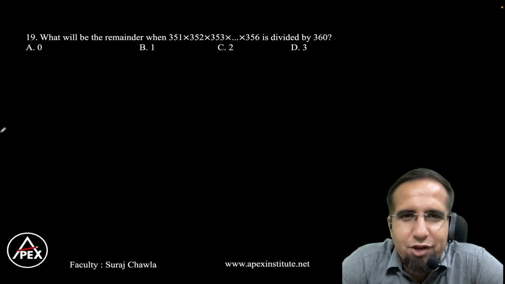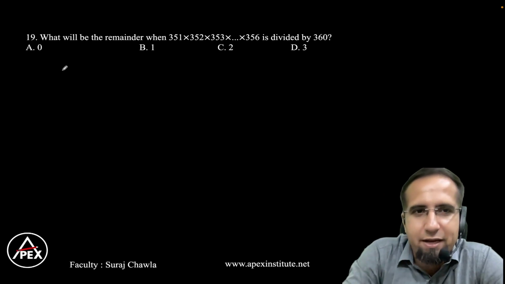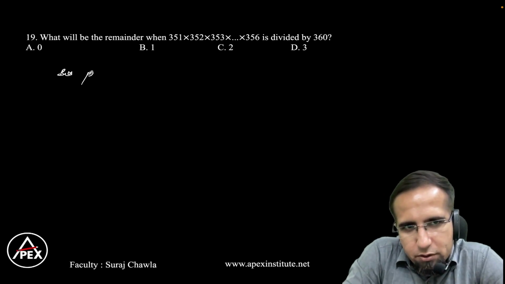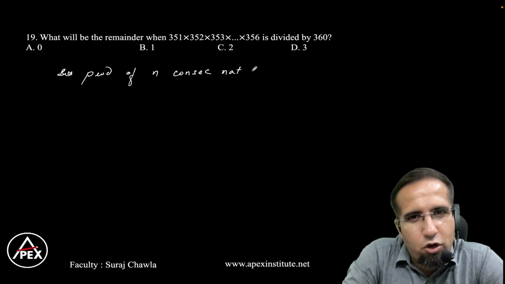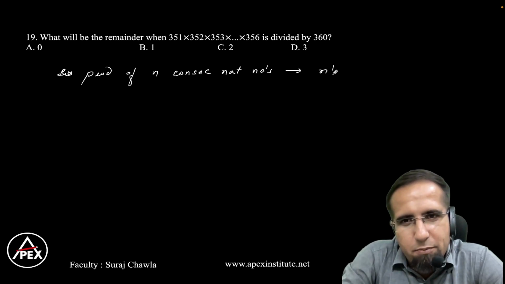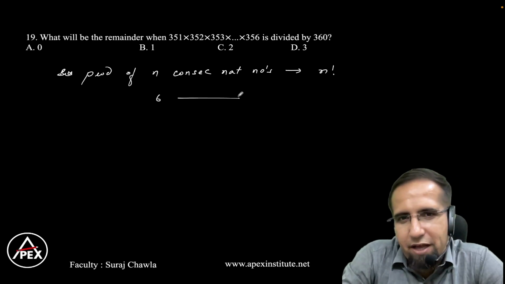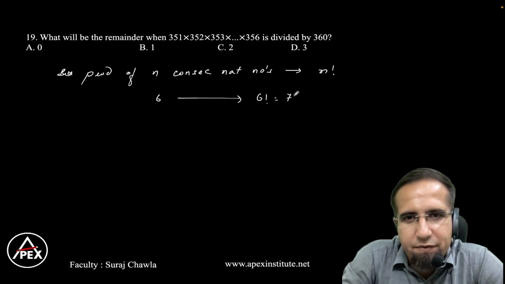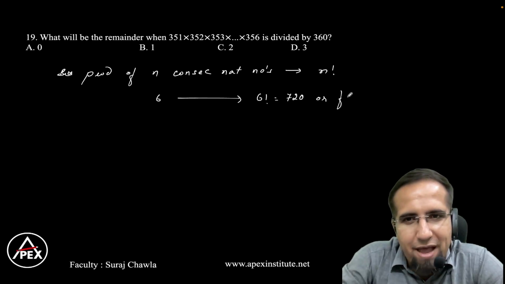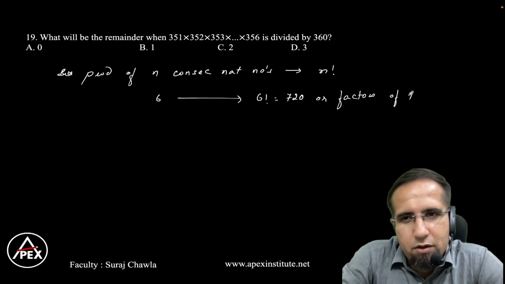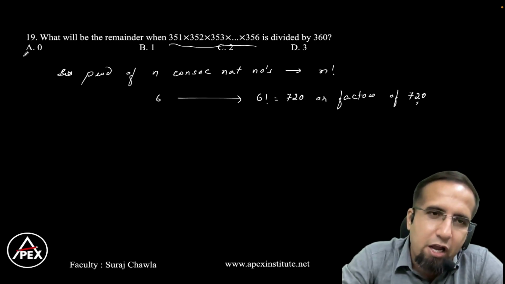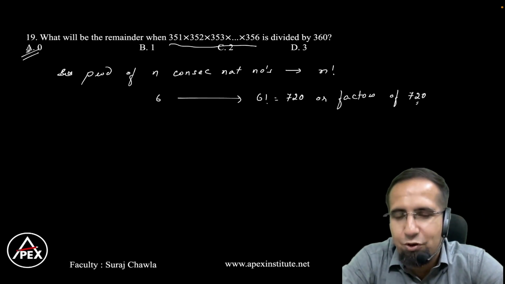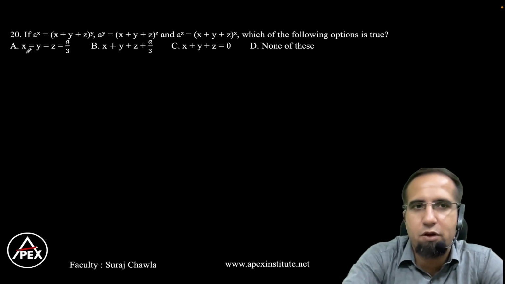Right? Now, what will be the remainder when 351 into 352 into 353 and so on till 356 is divided by 360. Now, we need to understand a simple property that the product of n consecutive natural numbers is always divisible by n factorial. These are 6 consecutive natural numbers, so they will always be divisible by 6 factorial, which is 720, or perfectly divisible by factors of 720. Now, since 360 is definitely a factor of 720, which means the product will definitely be divisible by 360 also. And if it is definitely divisible by 360, the answer is going to be 0, which means they are exactly divisible, and therefore the remainder will be 0.